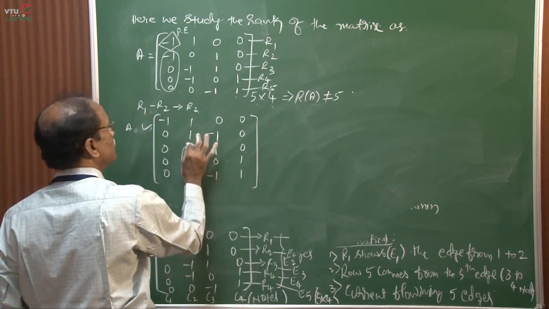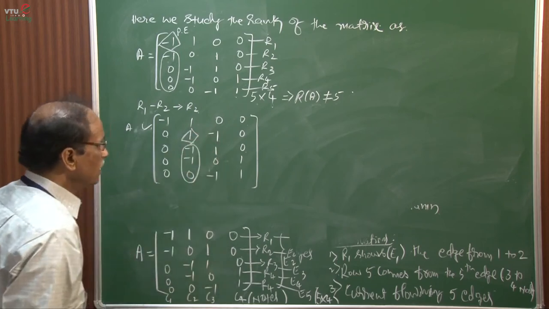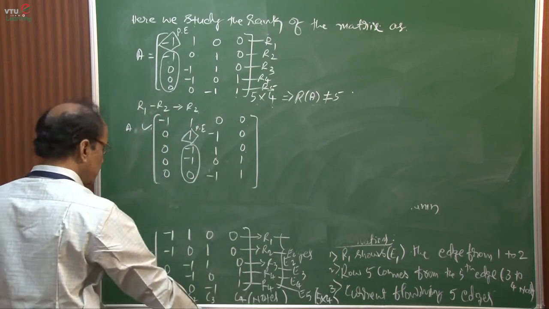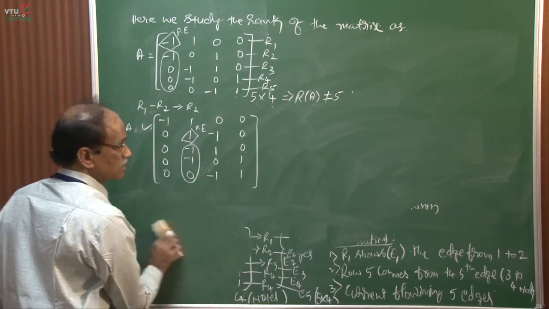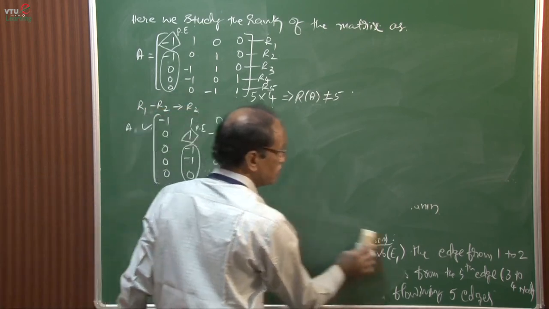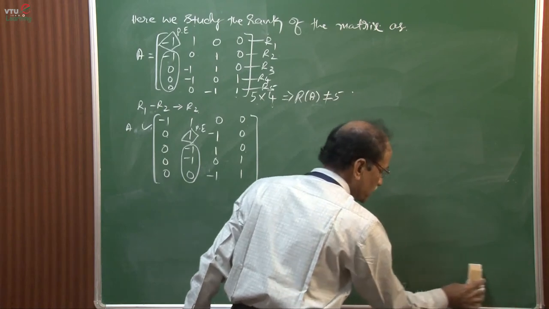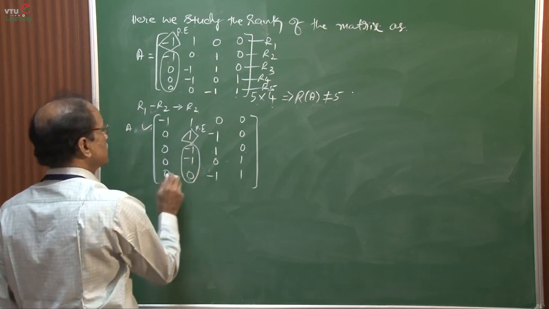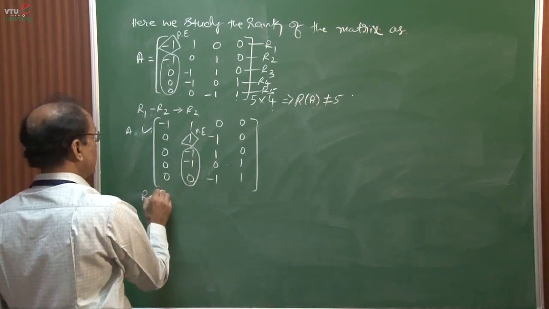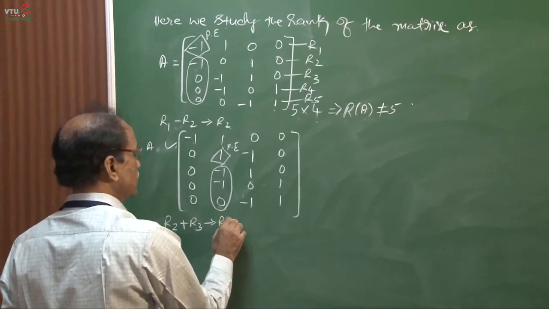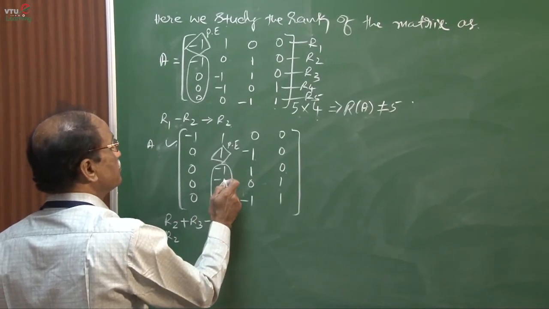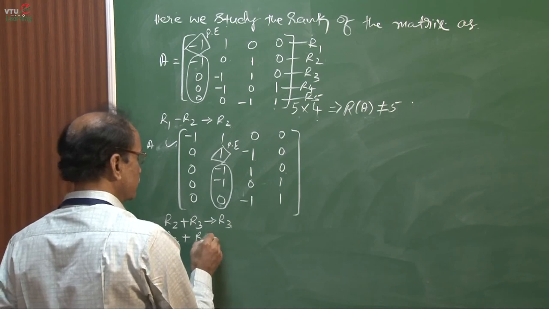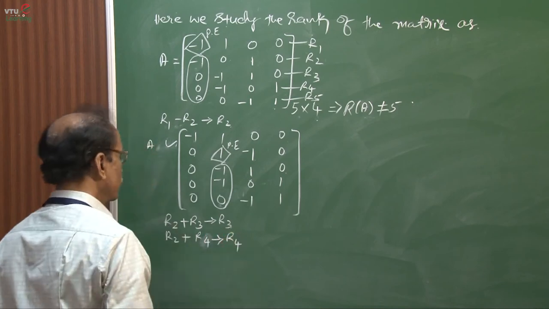Now we have to make these three elements 0, treating this one as the pivotal element. So now this becomes the pivotal element. Then you need to make the corresponding column elements 0. How many elements are there? There are three elements, but coincidentally one element is already 0, so you need not make this one. Now you have to make these two elements 0. Therefore, R2 plus R3 affecting on R3, and R2 plus R4 affecting on R4.